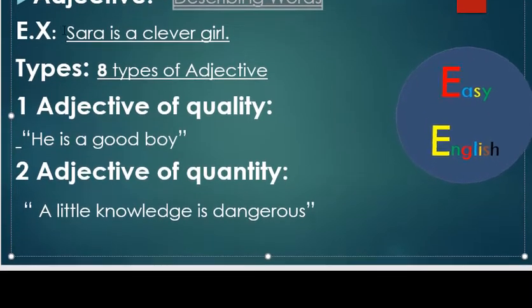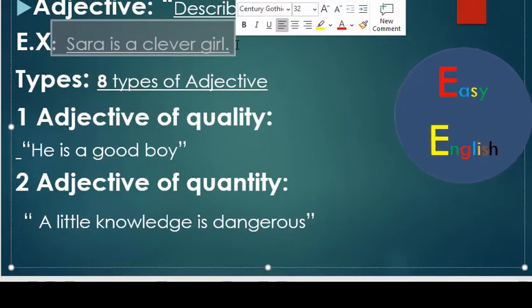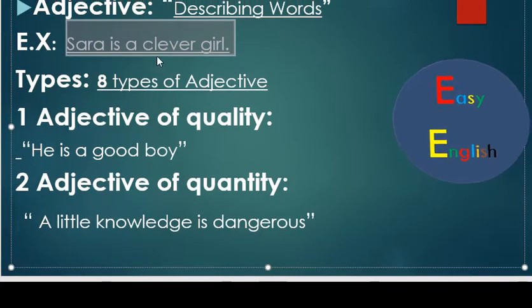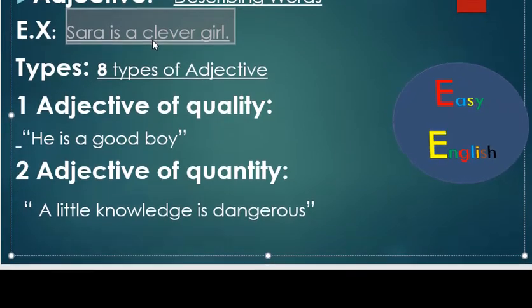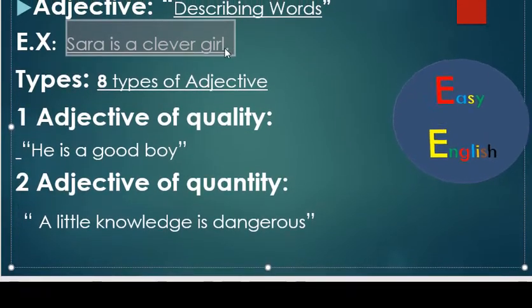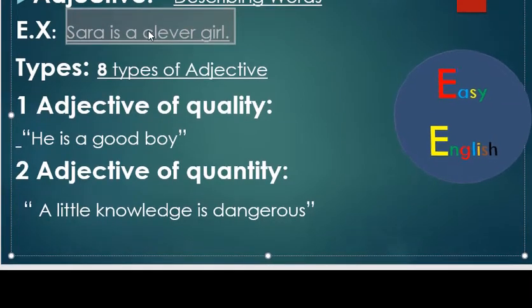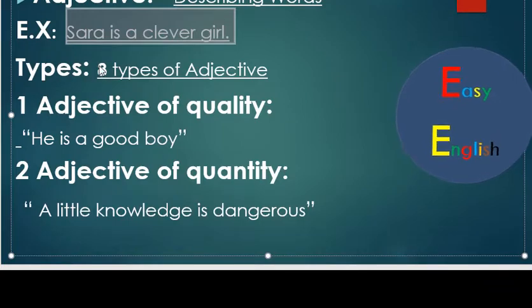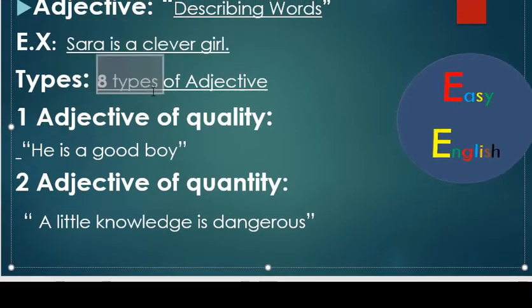For example, Sarah is a clever girl. Here girl is a noun and clever is an adjective which describes a noun like girl. Clever girl is an example of an adjective. There are 8 types of adjective.